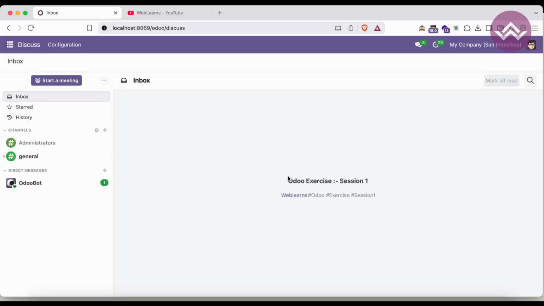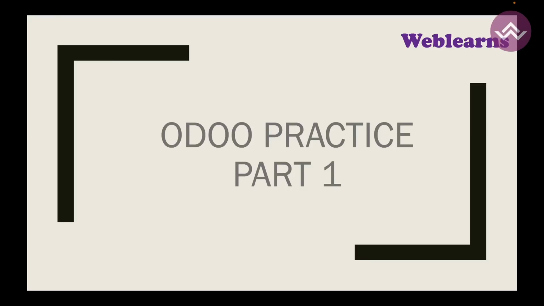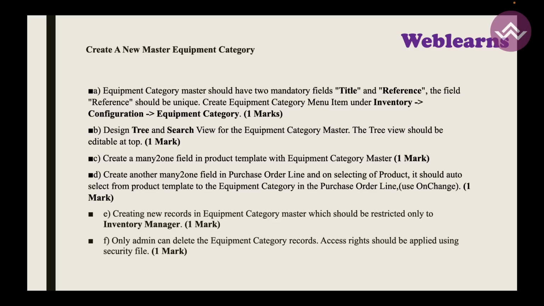So first thing is, let me open the questions. This is our first question: create a new master equipment category. We have to create an equipment category master model which has a title and a reference field. And we have to create an equipment category menu in the Inventory configuration menu. And one more thing, we also have to cover the views, because the list view and the search view we have to add. Obviously here we also have to create one more thing, which is the window action.